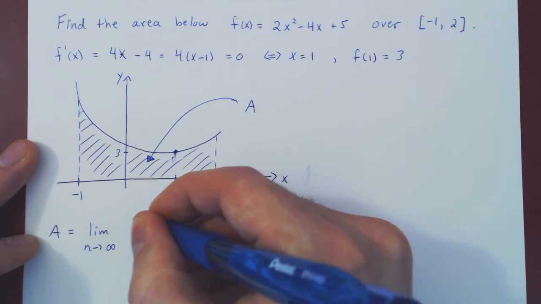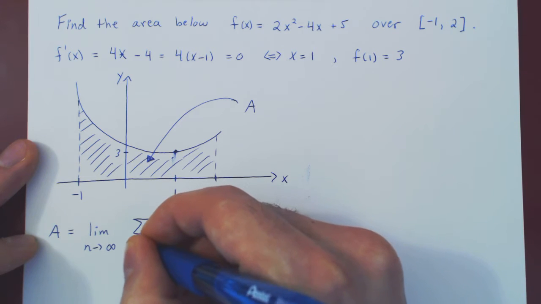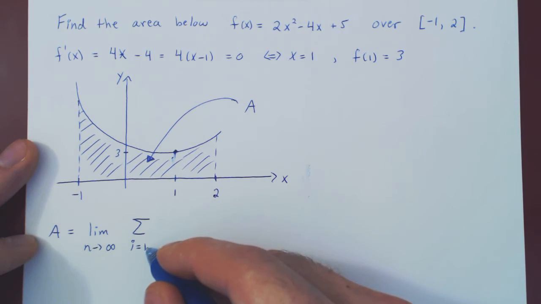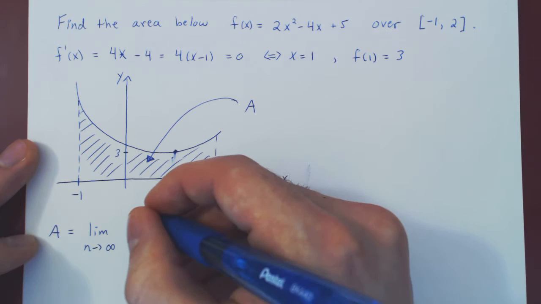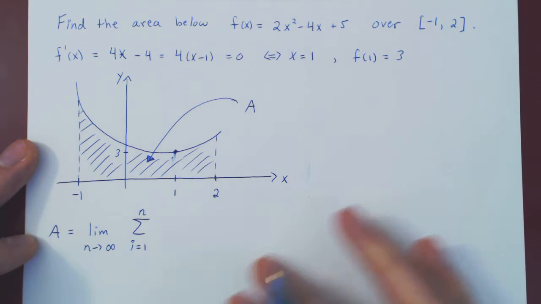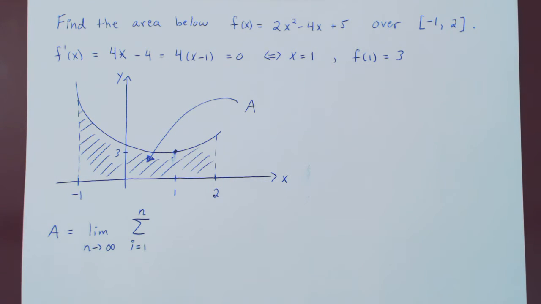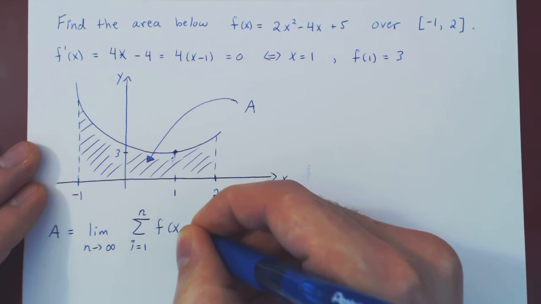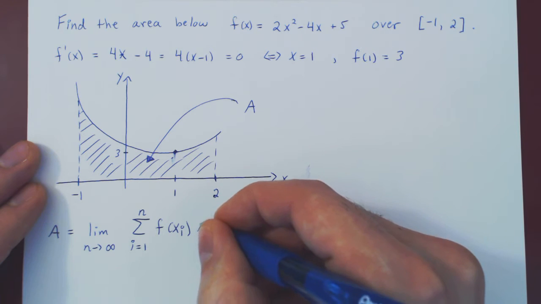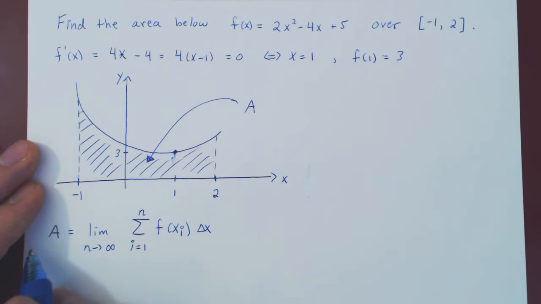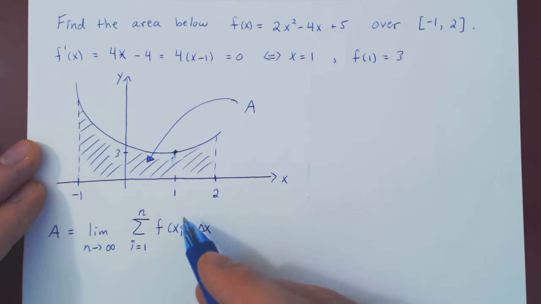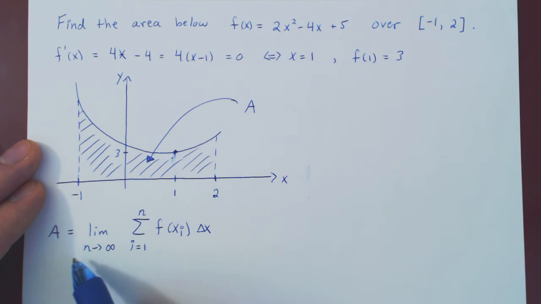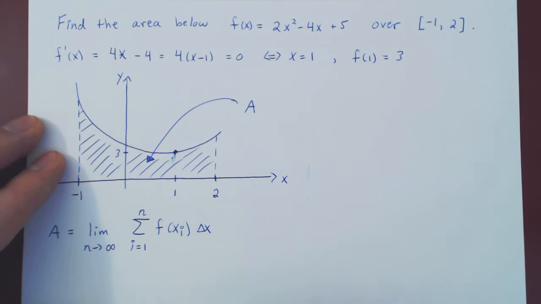We have to sum, i being the first rectangle, so i equals 1, then 2, then 3, all the way up to the nth rectangle. The area of each rectangle, well, that's easy, right? We need the height of the rectangle, so f of xi, times the width, delta x. And now we have the exact area below our curve. Well, let's compute xi, delta x, and f of xi, then find the sum, then let n approach infinity.